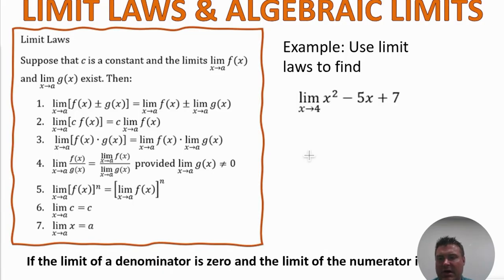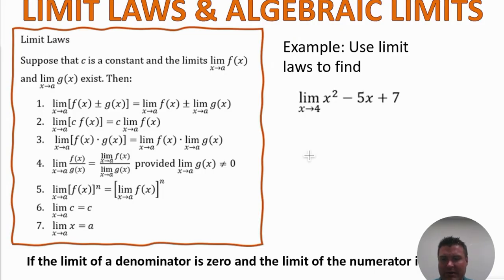Limit law number one just says if you add or subtract two limits, you can separate them. Number two is the constant principle, where you can pull out a constant in front of the limit. Three is the multiplication limit. Four is the division one, which is a little tricky though. We just have to make sure that our denominator does not equal 0. Otherwise, it will be a DNE, does not exist, problem.